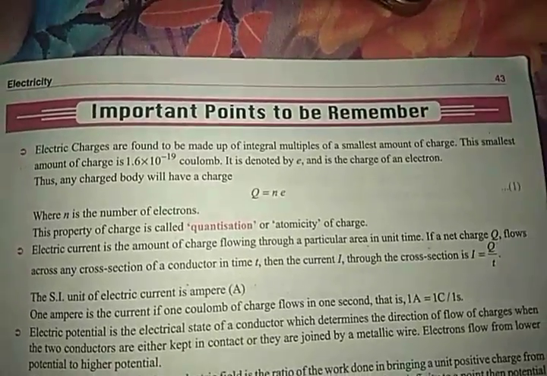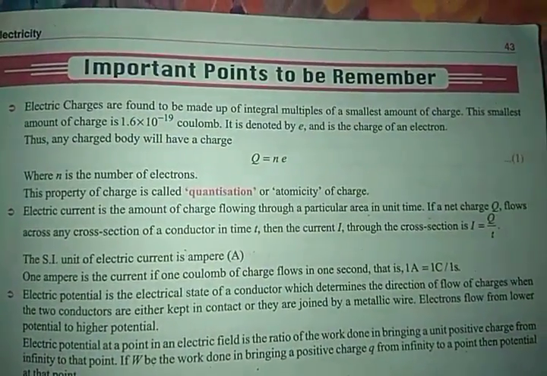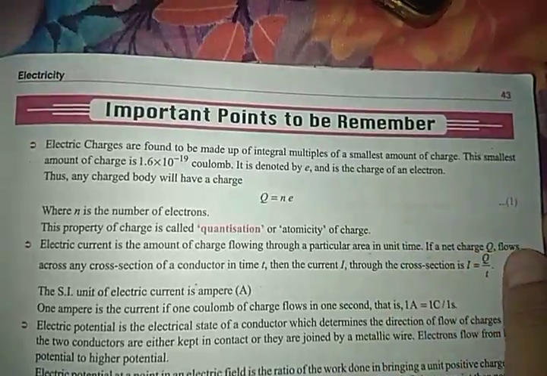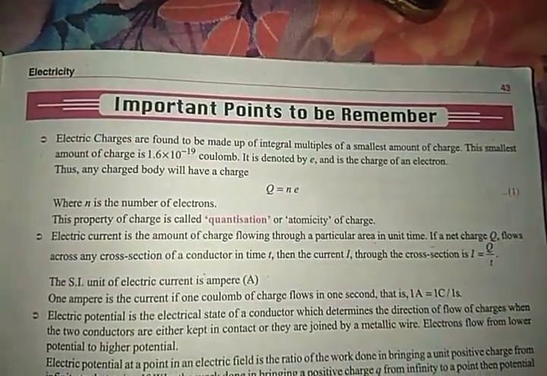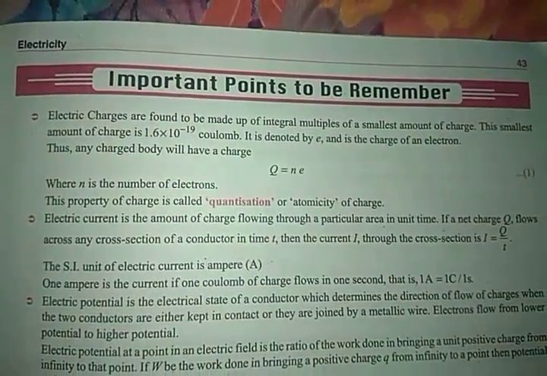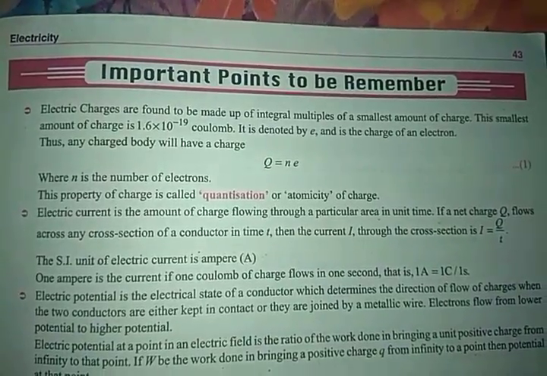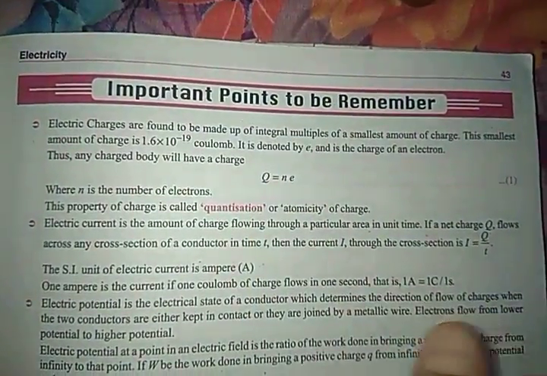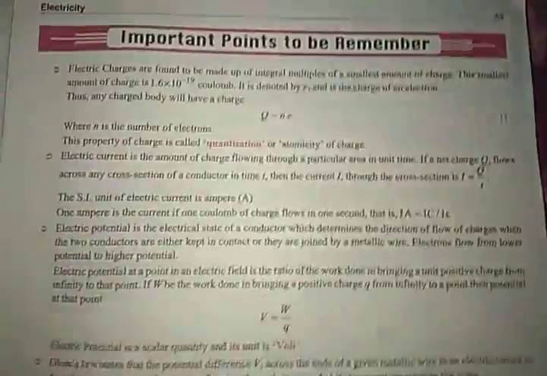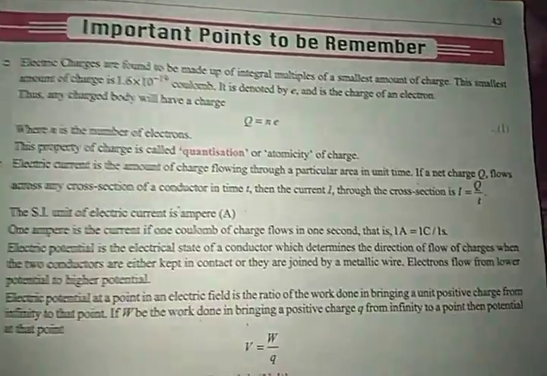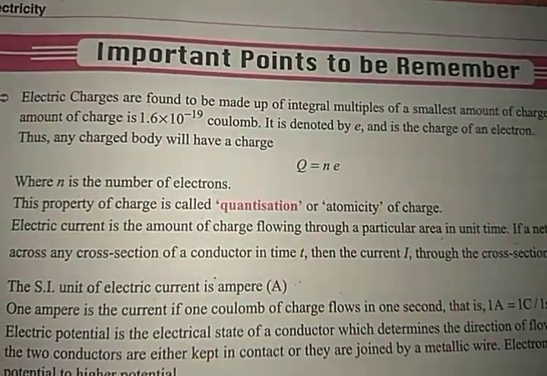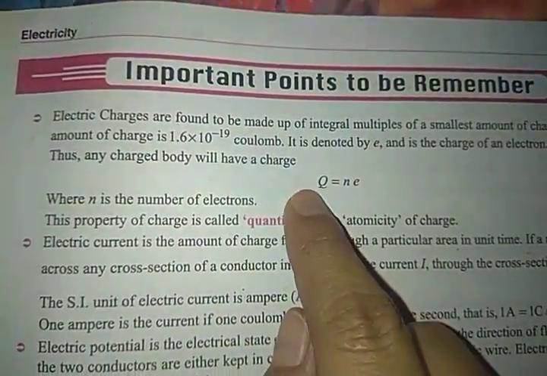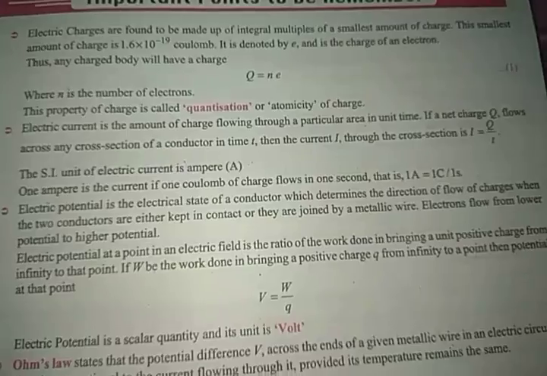You can see important points to be remembered: electric charges are found to be made up of integral multiples of the smallest amount of charge. It is 1.6 × 10^-19 coulomb, as I told you. Q is the SI unit for charge and n is the number of charges. We know about quantization or atomicity. What is quantization? This is called quantization.